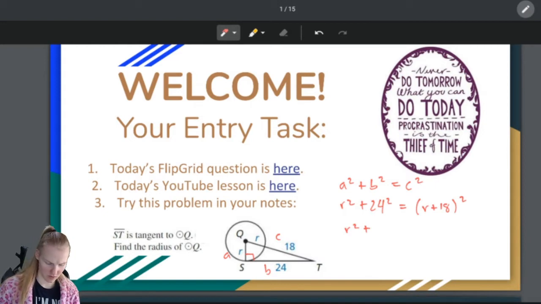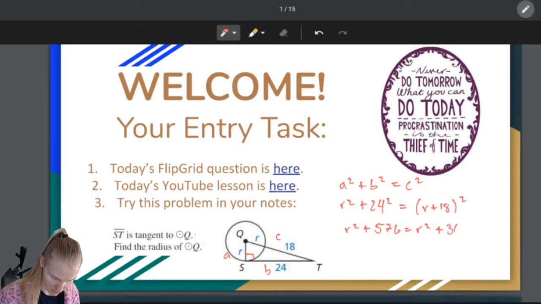24 squared was, I do not remember what. 576. R squared plus 36 R plus, yeah, I remember 18 squared in my head, plus 324. These R squareds are going to cancel out. Subtract 324 from both sides.